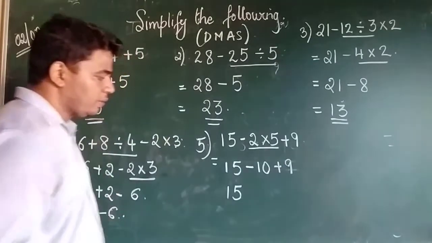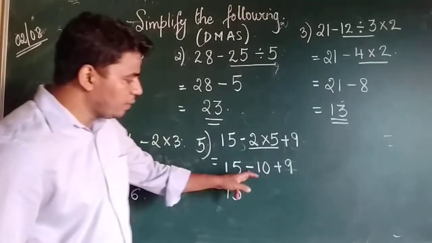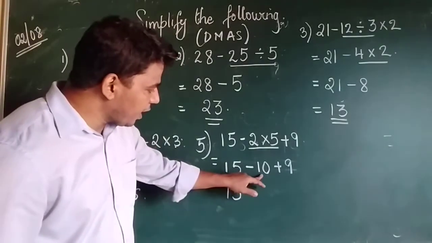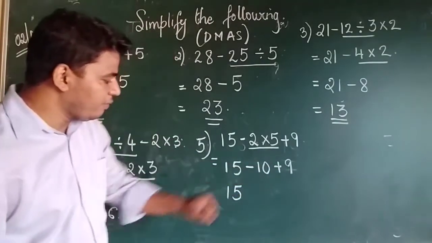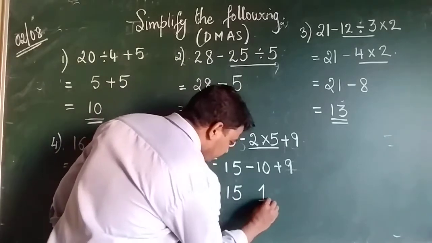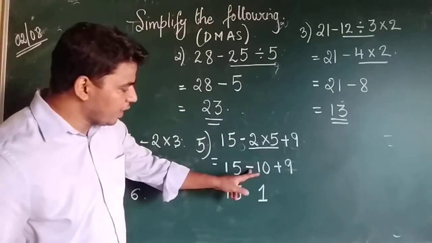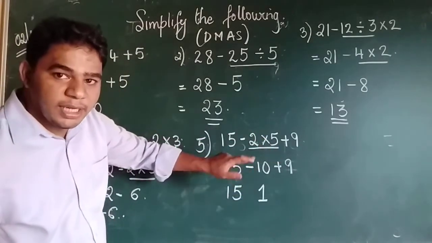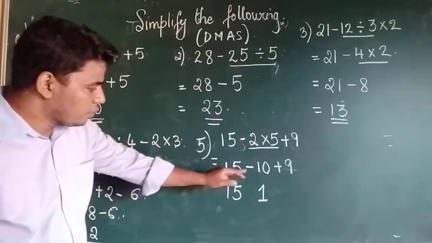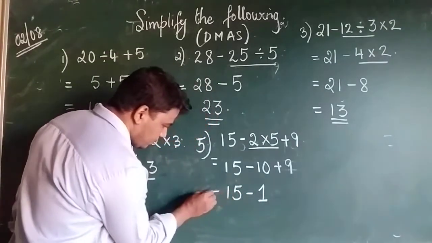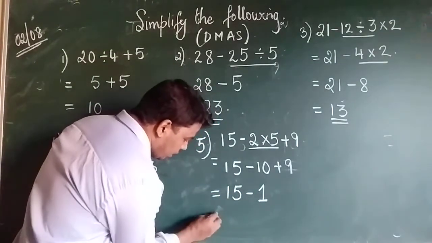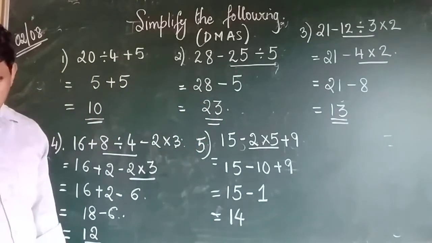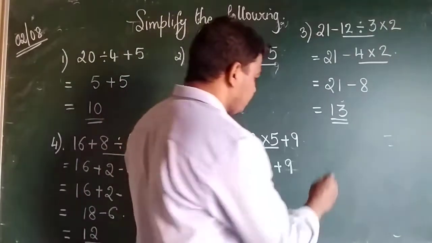So you get 15 minus 10 plus 9. What we get? If there is one negative and one positive sign, we subtract. So we subtract 10 and 9. 10 and 9 will give you 1. Okay. And the sign of the greater number in these two, minus 10 plus 9, 10 is greater. 10 is having the negative sign. So this sign will come here. Therefore 15 minus 1 will give you 14. Okay. Let's go to the sixth one.